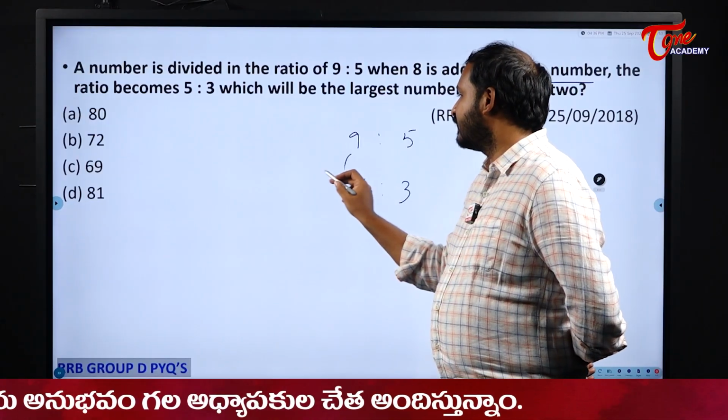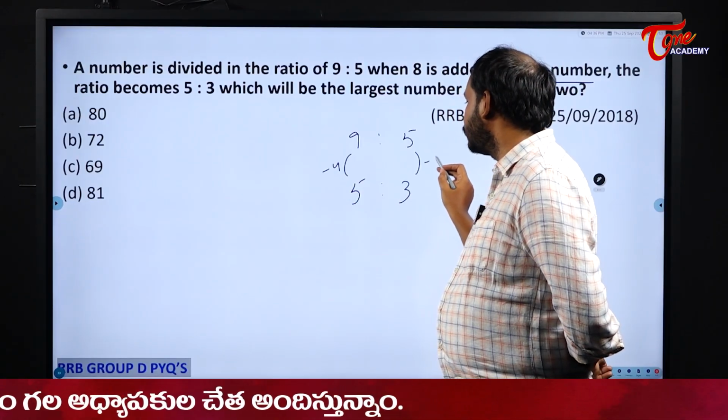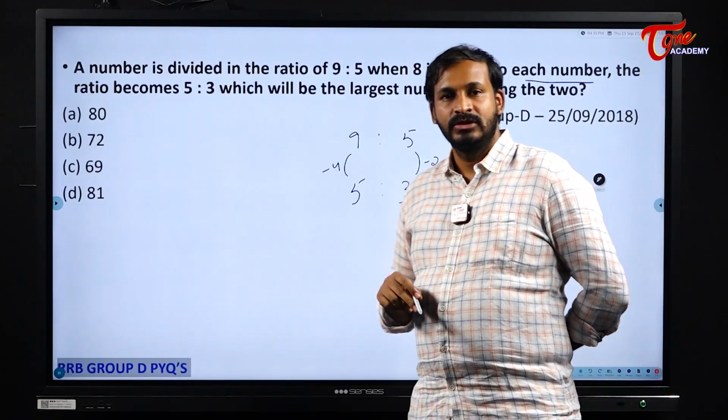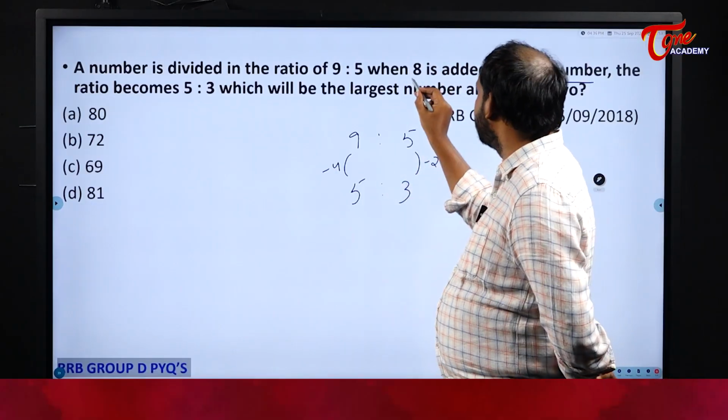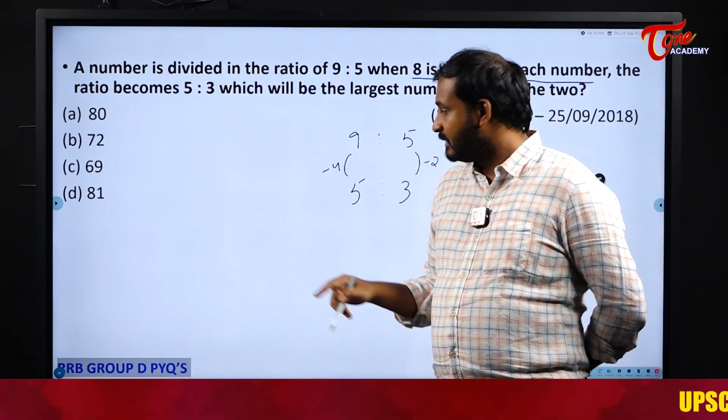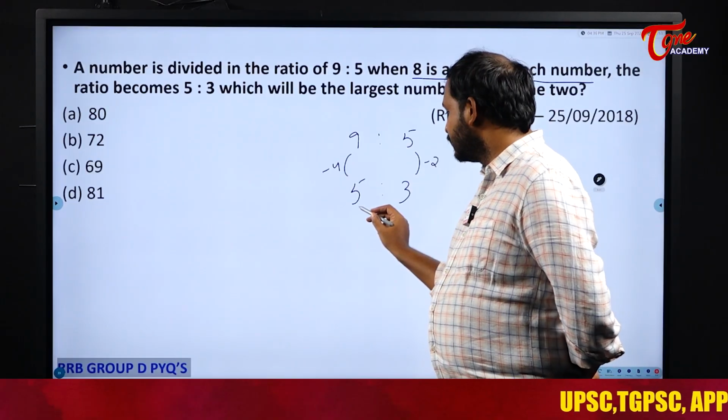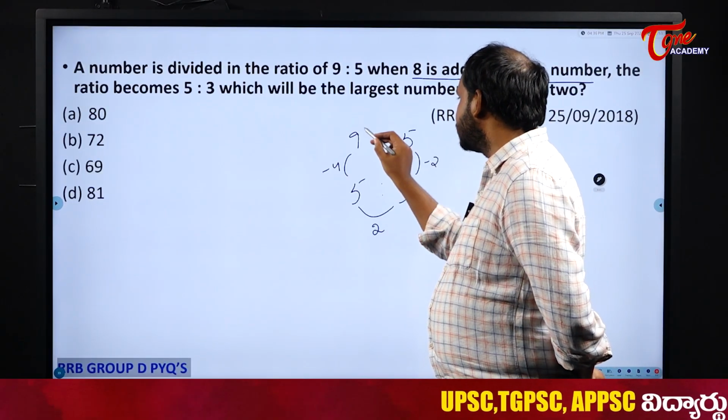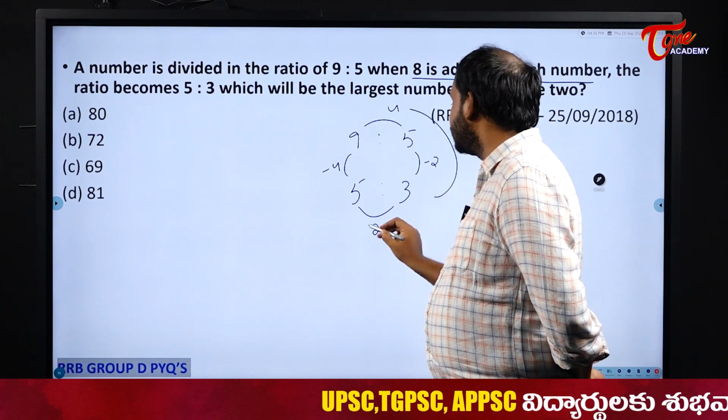Here it was decreased by 4 parts and here it was decreased by 2 parts. First these two should be equal, right? Why? Because here both are increased by 8 and 8. But here it is -4 and -2. So what is the difference here? 2. What is the difference here? 4. Multiply this 4 here and these 2 here.